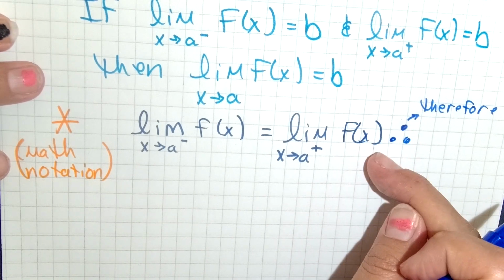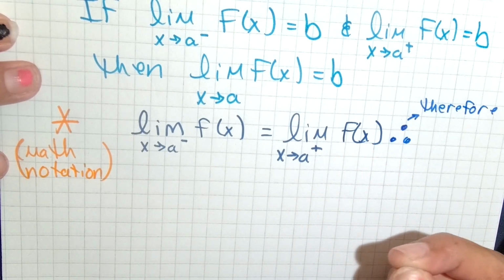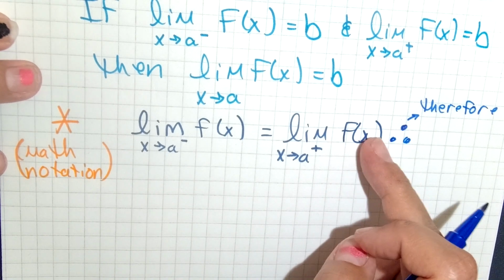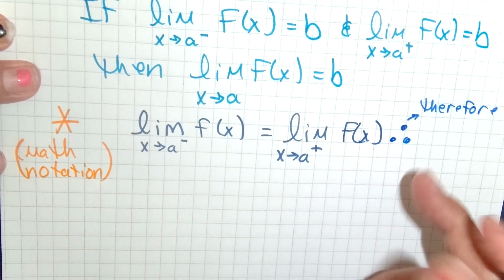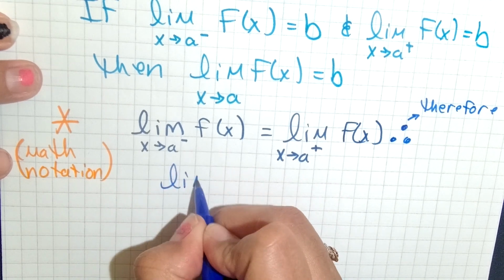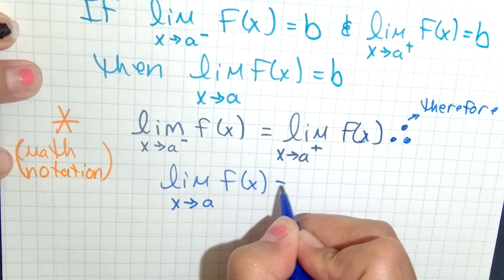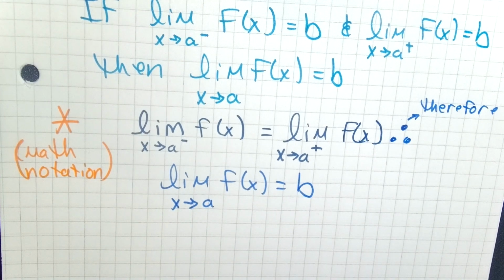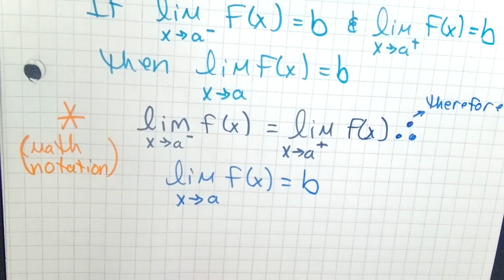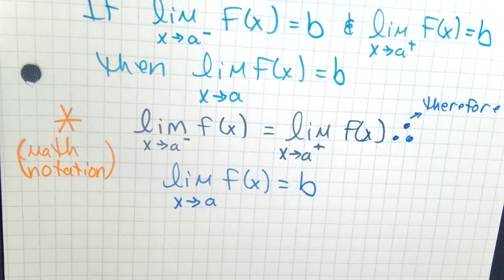Because again, I told you last week, in math we don't like to write tons of words. We create symbols for everything. This means therefore. The limit as x approaches a of f of x is equal to b. So again, this is symbol or notation explanation. This is what we're looking for. Questions? Do you need this?